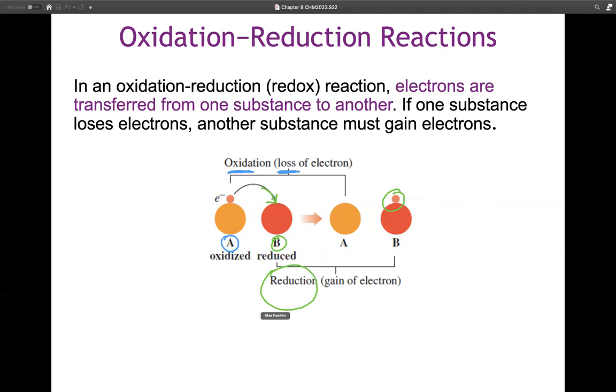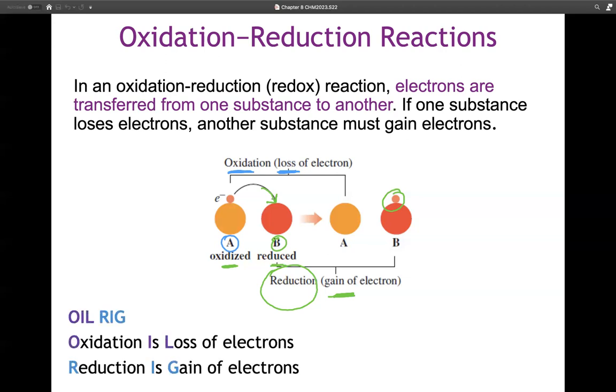Reduction is the gain of electrons. So we say that A is oxidized, it lost an electron, and B is reduced, it gained an electron. So we call it oxidation-reduction reactions, right? One way to remember it is by OIL RIG. Oxidation is loss of electrons, reduction is gain of electrons.